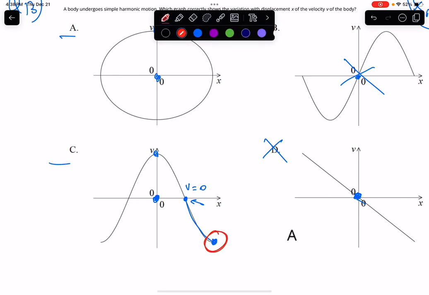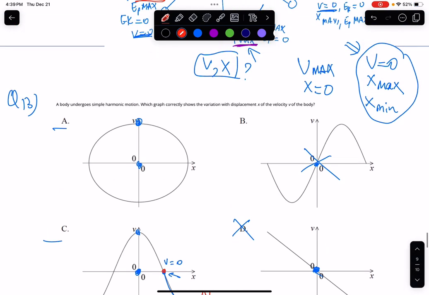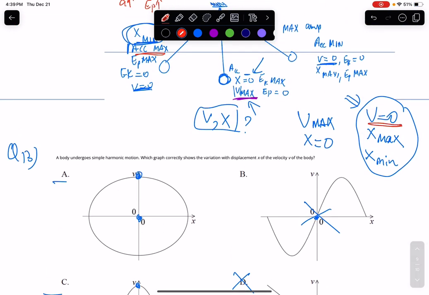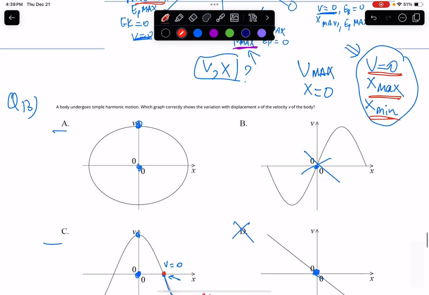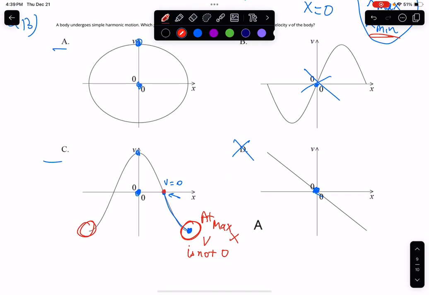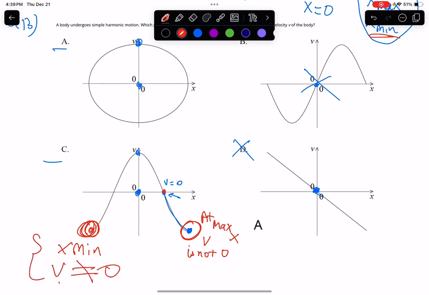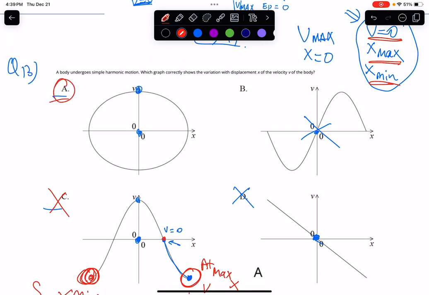So this is maximum x, right? We see that at the maximum value of x the velocity is not 0. So at max x the velocity is not 0. And what we saw over here is that when x is maximum or minimum, velocity must be 0. Similarly over here, when x is at minimum, the velocity is not 0, which is why option C won't work. So by elimination, you go to option A.